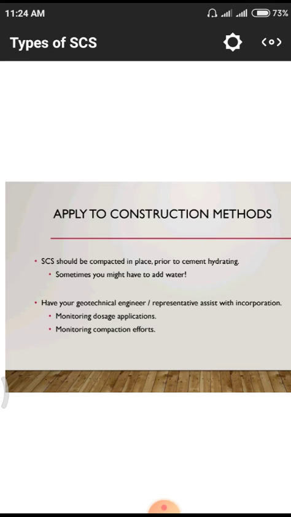SCCs should be compacted in place prior to cement hydrating. Sometimes you might have to add water. If you have a geotechnical engineering representative, they will give some assistance with the work, telling what to do first and what to do second. If there is a geotechnical engineer, we have to follow his instructions, otherwise we need to follow in a pneumatic manner, monitoring the dosage applications and compaction efforts.